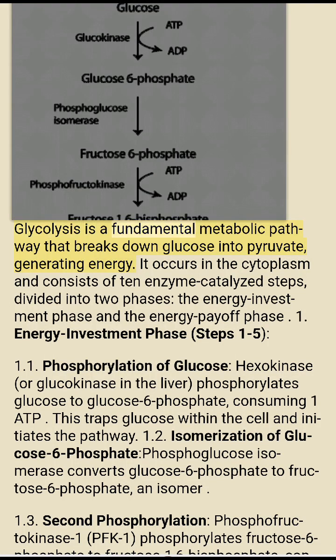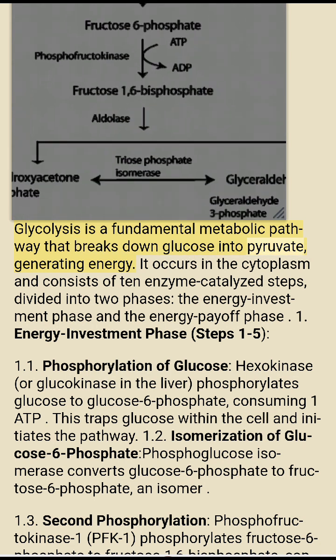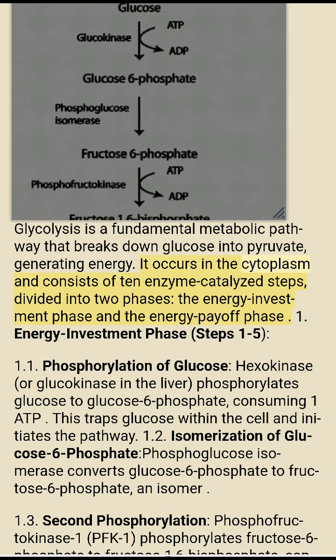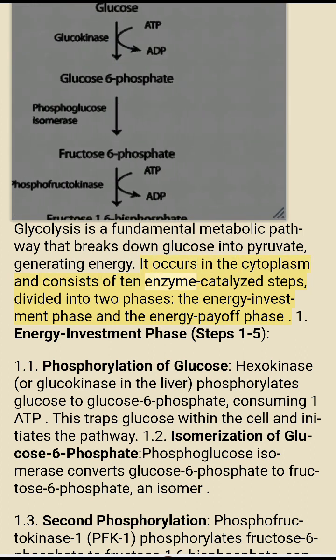Glycolysis is a fundamental metabolic pathway that breaks down glucose into pyruvate, generating energy. It occurs in the cytoplasm and consists of 10 enzyme-catalyzed steps, divided into two phases: the energy investment phase and the energy payoff phase. 1. Energy investment phase, steps 1 to 5.